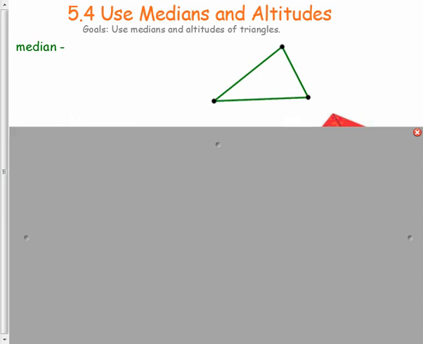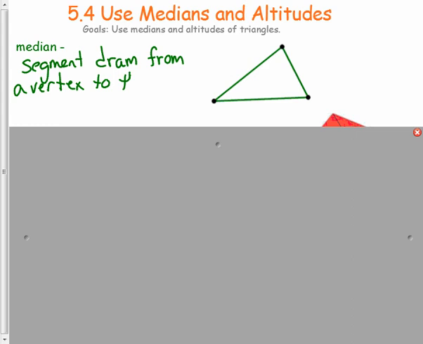Section 5.4, use medians and altitudes. So our goal is to use medians and altitudes of triangles. First, to start, a median is a segment drawn from a vertex to the midpoint of the opposite side.